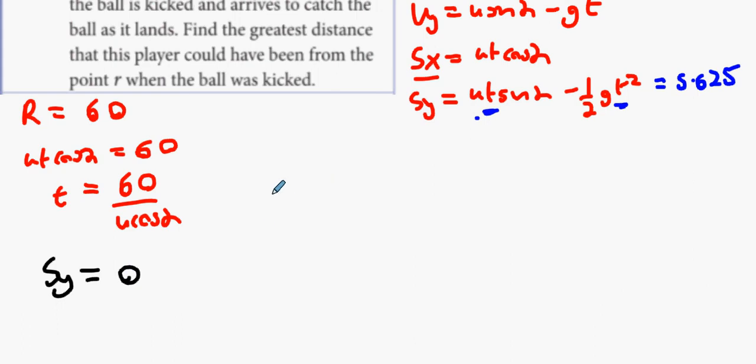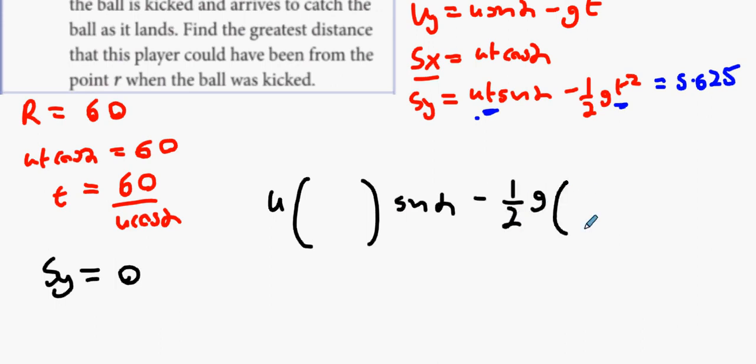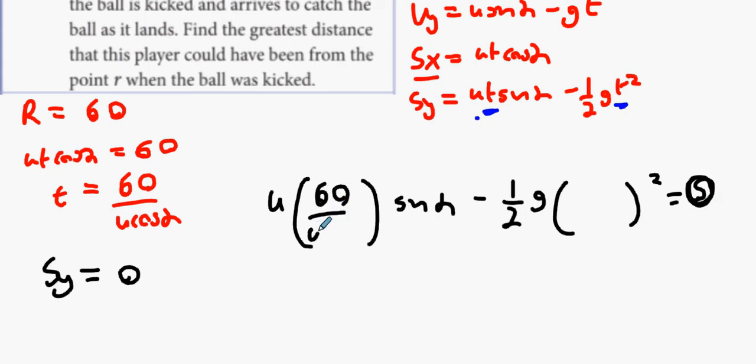So we go again. u t sine alpha minus a half. So you can see even very thought out, logical methods can lead you down a rabbit hole. Okay. It's 0 this time because sy equals 0. Now it's going to be 60 over u cos alpha.